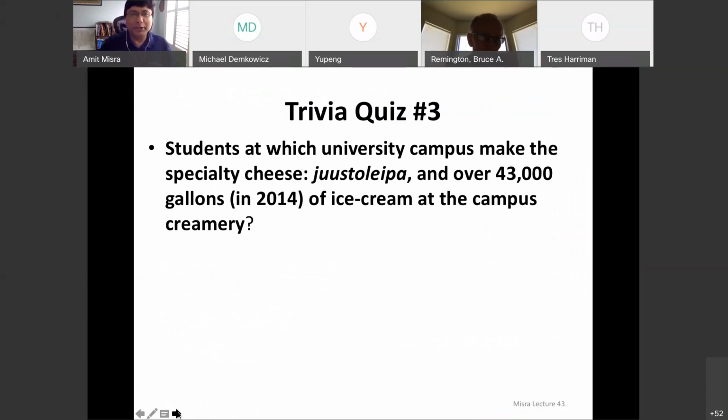Hands-on experiential learning. Somebody said Penn State. Justolipia, I don't know if I'm pronouncing it right. They set a record, 43,000 gallons of ice cream produced at the campus creamery in 2014. Wisconsin, keep going, keep guessing. Somebody likes Cornell. No. Keep guessing, I haven't seen the right answer. Michigan State.